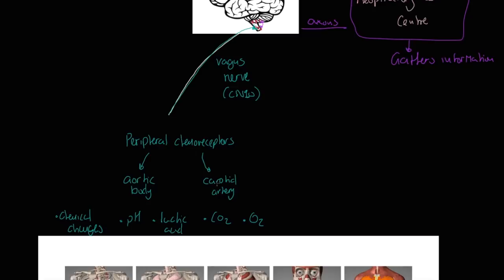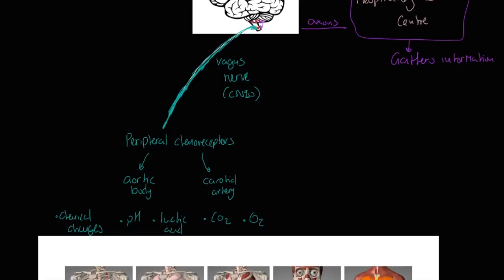So these chemoreceptors in these two places are detecting this chemical environment of the blood, and they are feeding it back to the respiratory control center via this CN10 vagus nerve. Okay, so that information is coming in there.